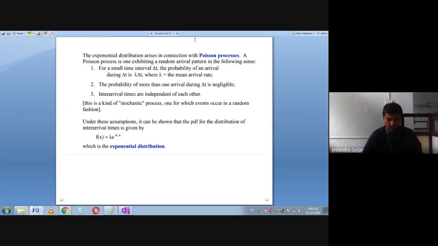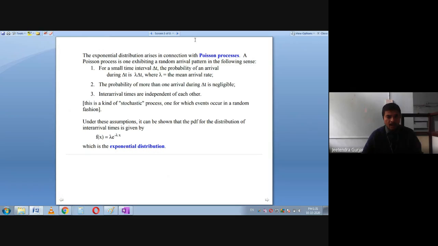Suppose you go for a flight, the landing time and departure time of the flight are not considered, it is negligible. So whatever distance it is going to travel and whatever time is required, that we are going to take the probability. Similarly here in the exponential distribution, inter-arrival times are independent of each other. This is a kind of statistical process, one for which events occur in a random fashion.